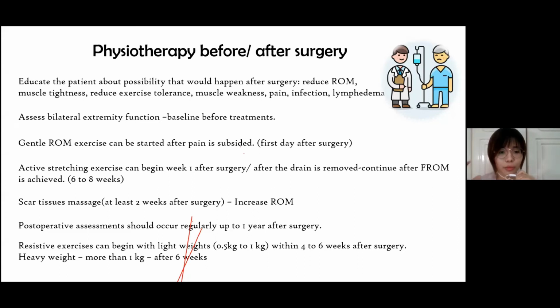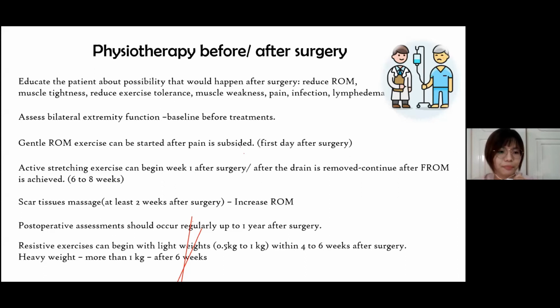Gentle range of motion should start after the pain subsides. Generally 1 to 2 days after surgery, range of motion should be done. And active stretching exercise should start 1 week after the surgery. So first, range of motion. Second, active stretching, started after the drain is removed and during the 6 to 8 weeks after the drain is removed.